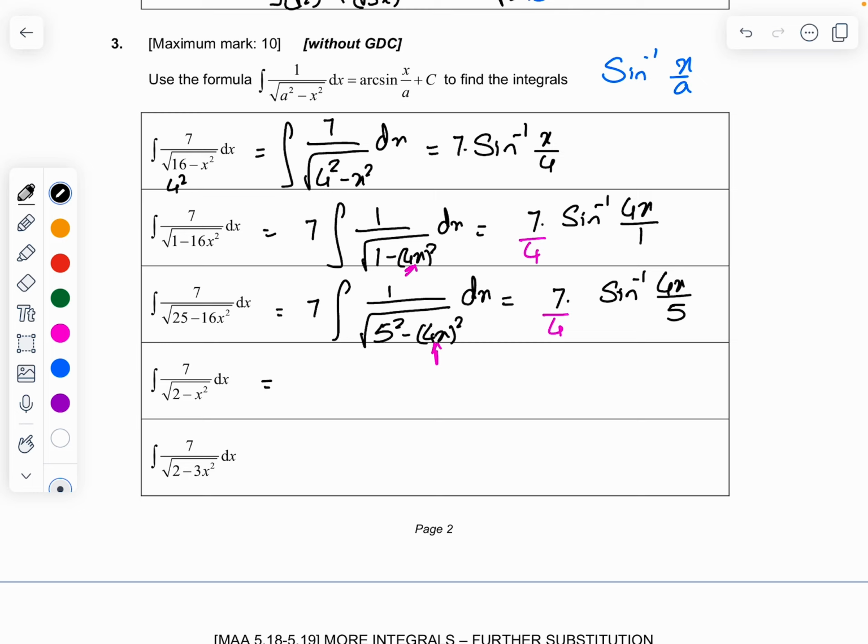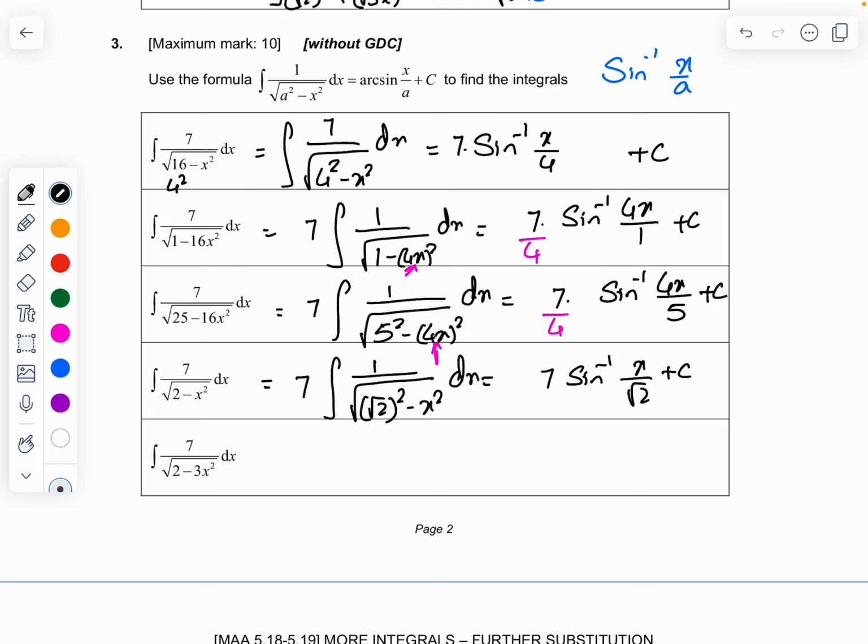Next it is 7 times the integral of 1 upon square root of 2 whole square minus x square dx. So 7 sine inverse of x upon square root 2 plus c. Don't forget to write plus c in all the cases.